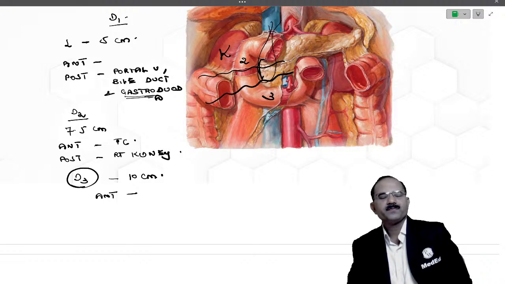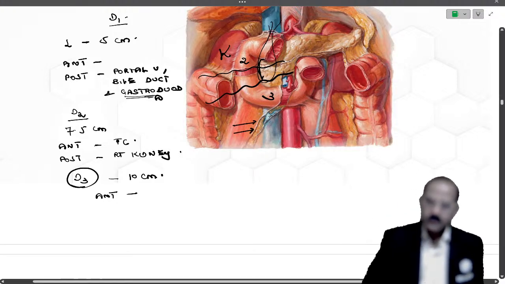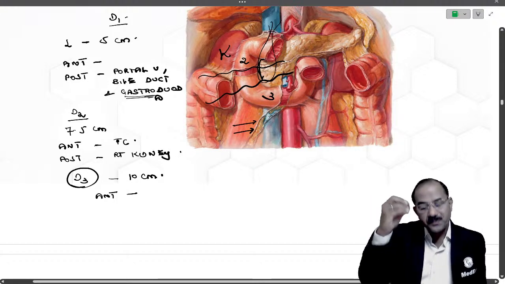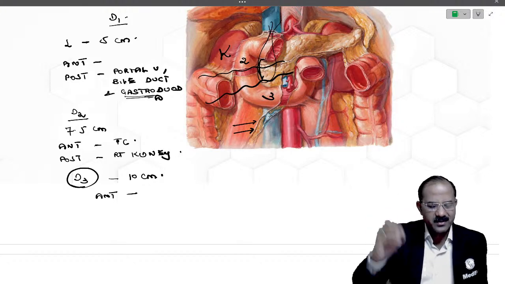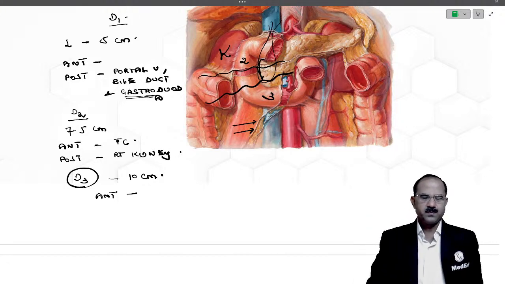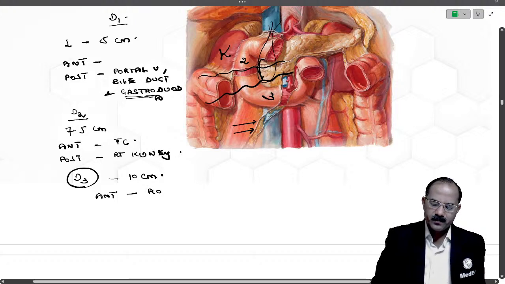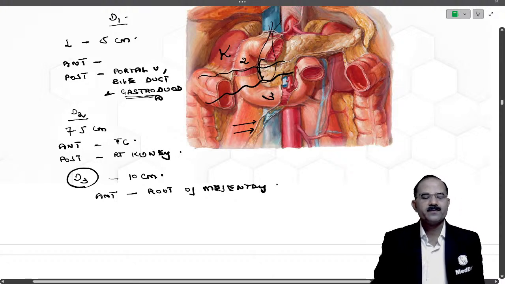Any guesses? What is this structure? In the NEET PG, this comes as visual slides. Identify the pointed structure. What do you think this is? Root of mesentery. Very good, Shantanu. That's the root of mesentery. Shantanu is answering very well. Very good.